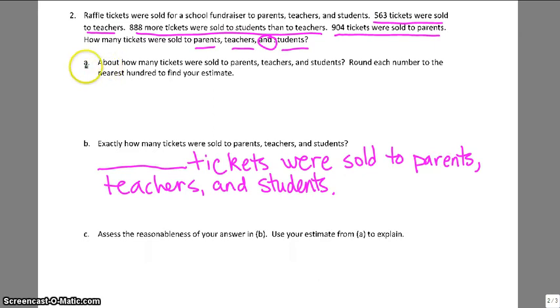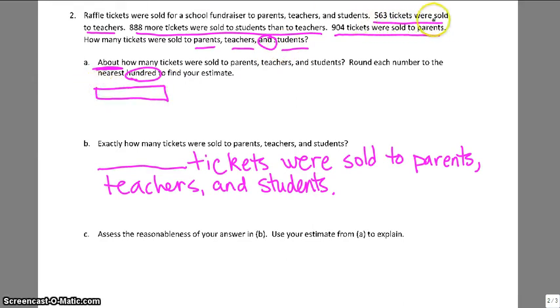I'll refer back to part A. About how many tickets were sold to parents, teachers, and students? This word about is a sign for me to round. It even says round each number to the nearest 100 to find your estimate. So I look at what information I have and I set up the tape diagram.